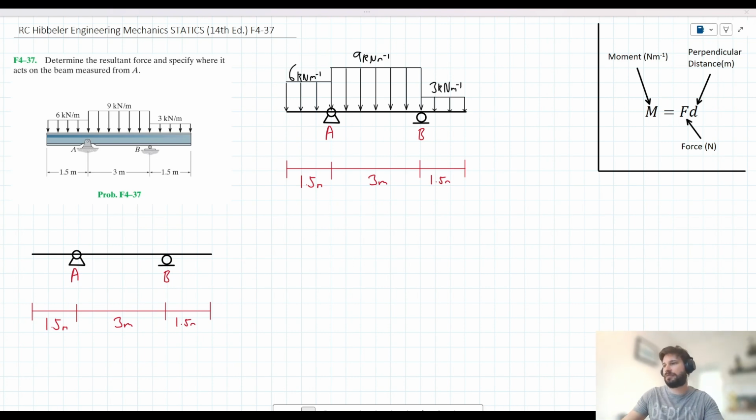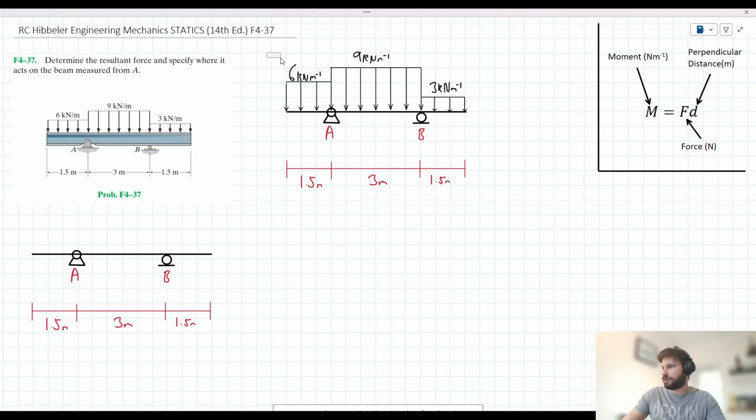So we have this problem from chapter 3 here, which is asking us to determine the resultant force and specify where it acts on the beam measured from A. And we have this diagram here. We've got three different distributed loads acting on the beam, right?